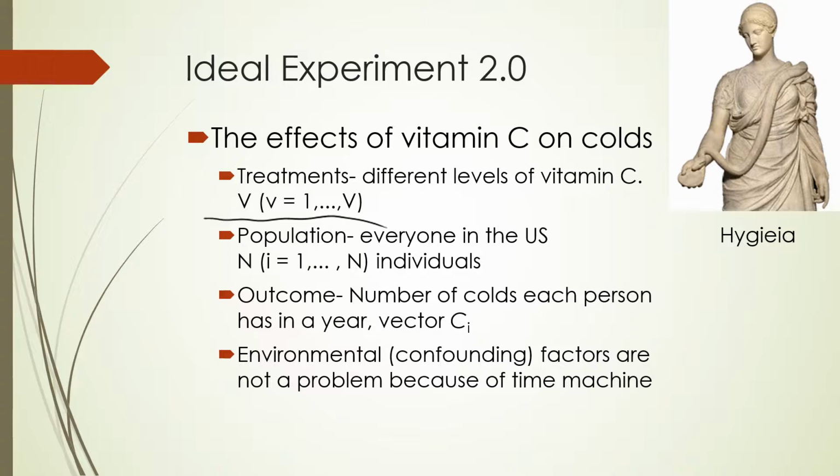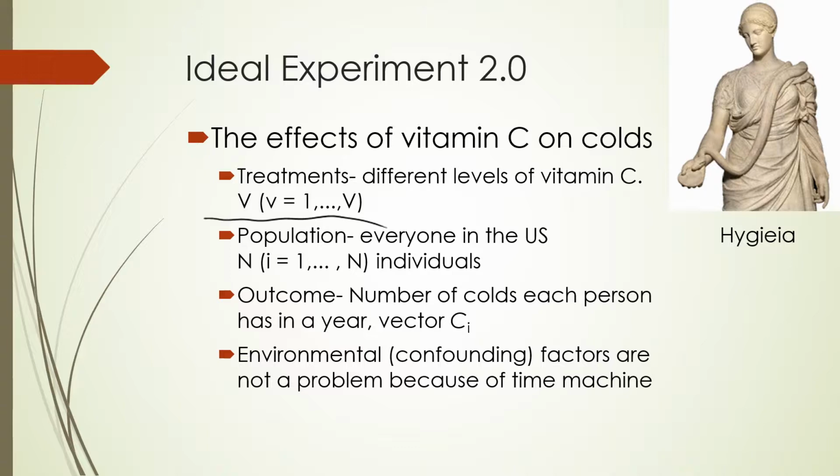The outcome would be the number of colds that each person has in a year, and that's described as a vector, C sub i, where i is the identity of the individual, from 1 to 330 million.